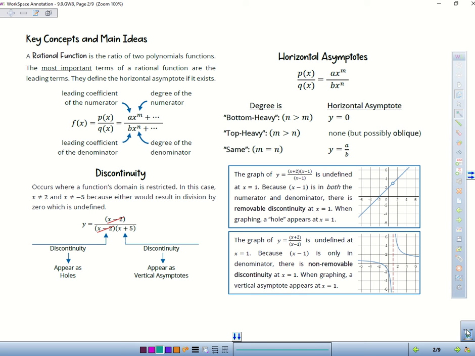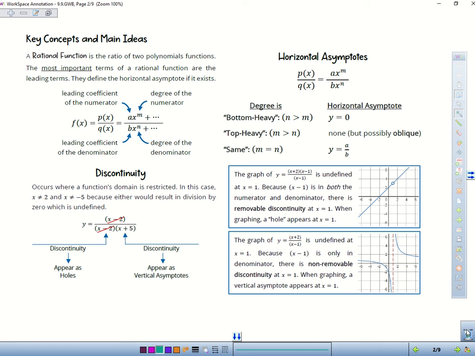Now, as for how that affects the graph, it actually affects the horizontal asymptote. If the graph is top heavy, we don't have a horizontal asymptote. If it's bottom heavy, it's always y equals 0. And if it's the same, it's a divided by b. Now, what is a and b? A and b are the coefficients of the x. You all know what coefficient is, the number that comes in front of it. So you divide the numerator coefficient by the denominator coefficient. Oftentimes they won't have a coefficient, so what is the implied coefficient? 1. So it's like 1 divided by 1, which oftentimes is going to end up being y equals 1.